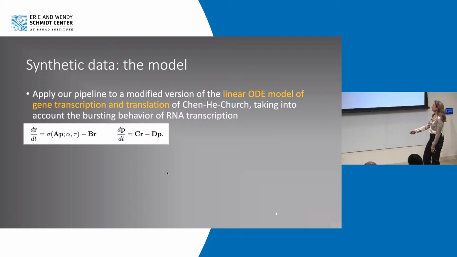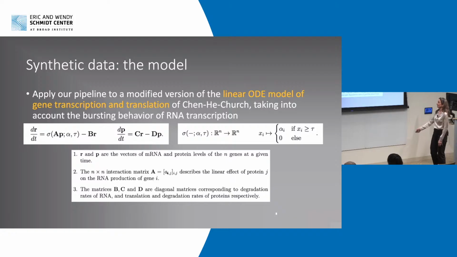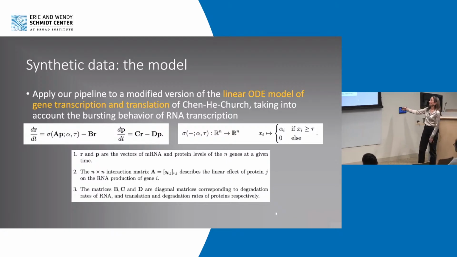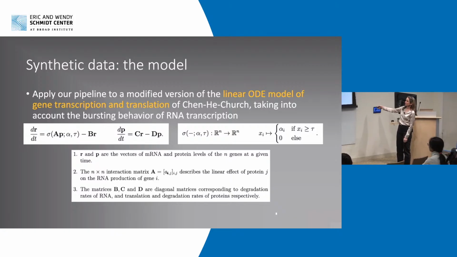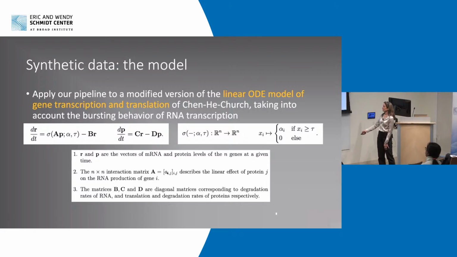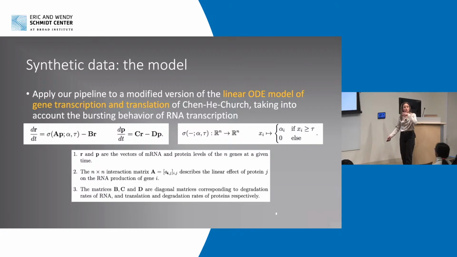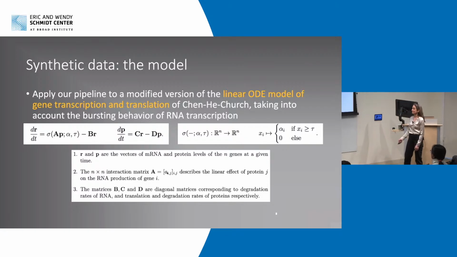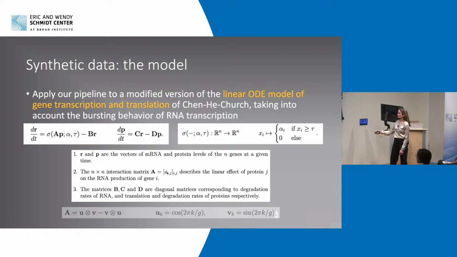And in particular, so I'll just click through here, we have a pair of ODEs where we're looking at the vectors of mRNA and protein levels for different genes. We have an interaction matrix that's describing the linear effect of the protein on RNA production, et cetera. So the typical sort of ODE model that one would have for thinking about gene transcription.